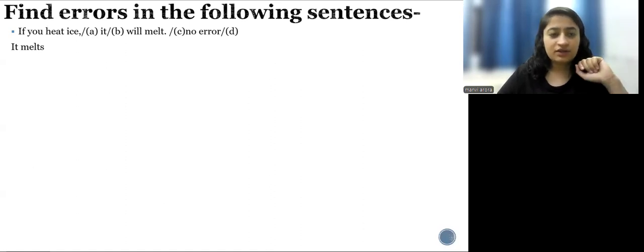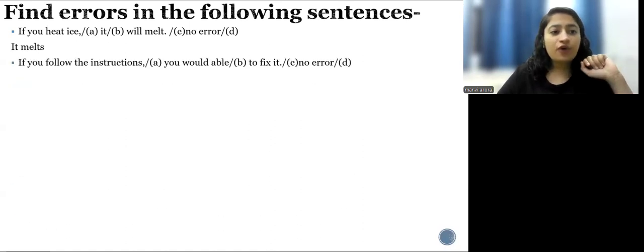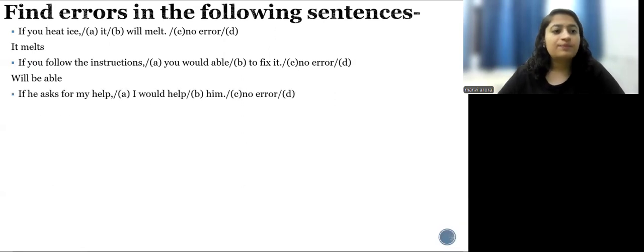and both the if clause and the main clause should be in present tense. Great. If you follow the instructions, you would be able to fix it. What do you think? Which clause has an error? Which part? Okay, great. Will be able. If you follow the instructions, you will be able to fix it. It is talking about the future, that in future you will be able to fix it. Talking about the future consequences.